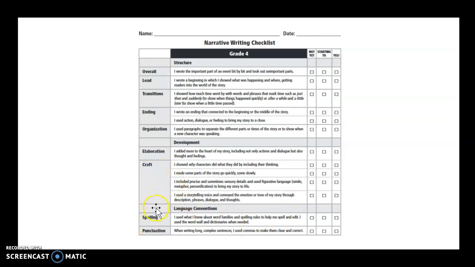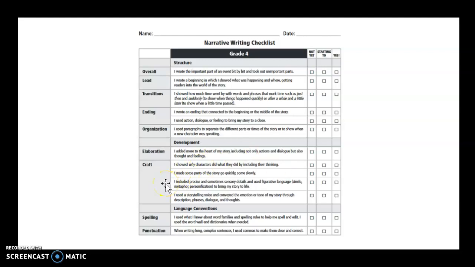Then when we're taking a look at the craft of our paper, we want to make sure, again, we've shown why our characters did what they did, by including their thinking. That really goes along with that elaboration piece. They kind of go together there. You want to make some parts of your story go quickly, but some need to go more slowly. So the whole paper shouldn't feel slow, and it shouldn't feel like it's dragging on forever. Some parts are allowed to go a little bit quicker if they're not as important, but some parts where you want us to feel the most connected, where you want us to really feel deeply, then you're going to want to go a little slower and describe a little bit more, adding a little bit more there.